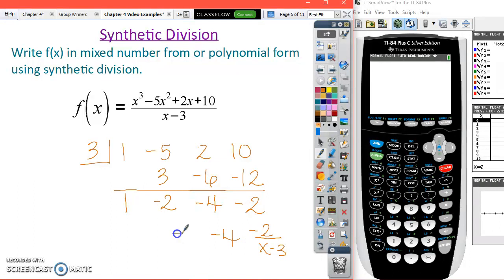This was the x term. And then the 1 would be representing the x squared term. This is considered mixed number form because we have a polynomial, but then over here we end up with a fraction since we had a remainder. So this is completely simplified.